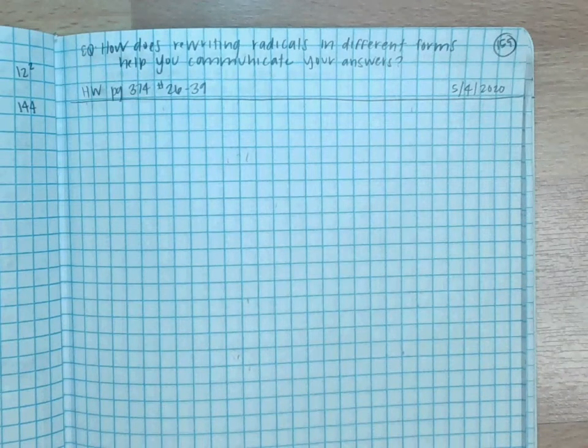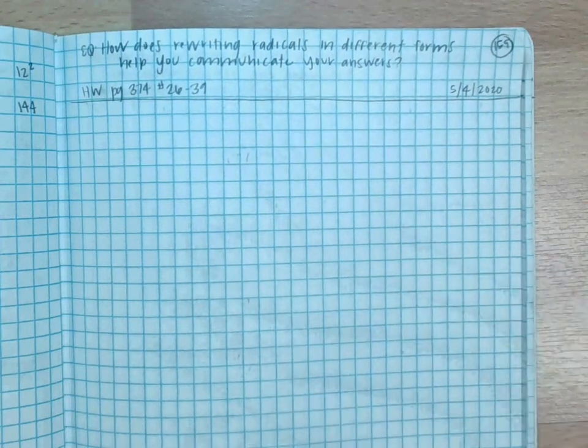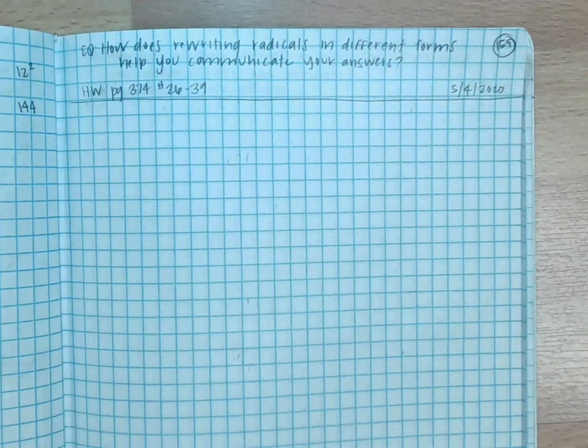What this section is going to do is help you communicate your answers in future sections. 9-4 and 9-6, I believe. No, 9-5 and 9-6 are all going to use this section. So this is a building block to help us better communicate our answers in future sections.